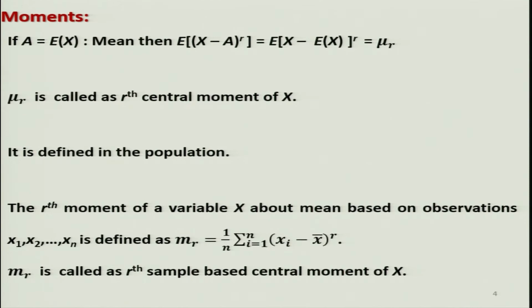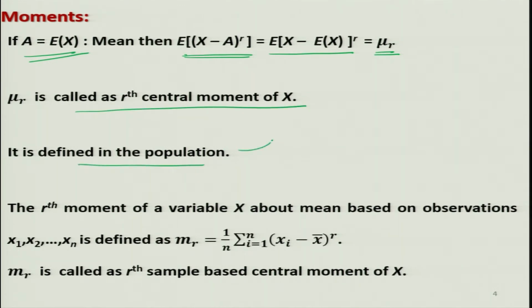And in case you take A equal to the expected value of x, that is the mean, then the expected value of (x minus A) raised to the power r becomes the expected value of (x minus expected value of x) raised to the power r, which is equal to mu r, and mu r is called the rth central moment of x, and this is again defined for the entire population, that you can see here. Mu is the mean for the entire population, for example, and similarly mu r is the rth central moment for the entire population.